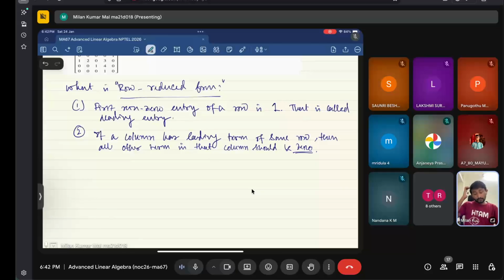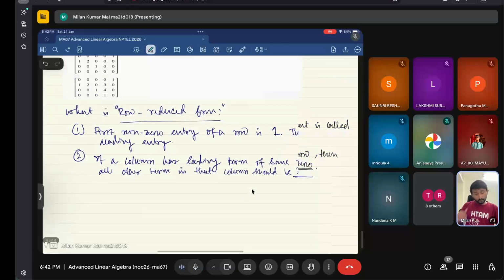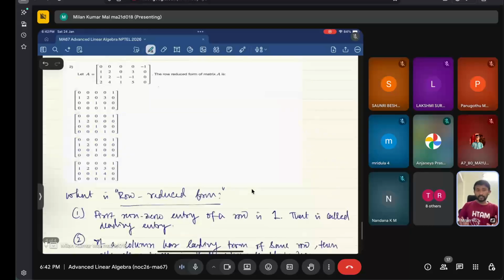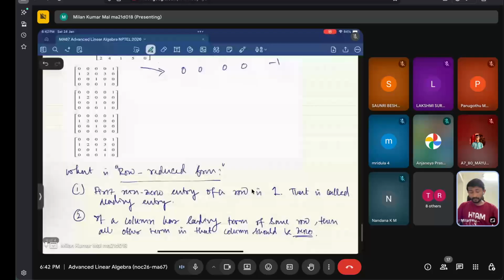So suppose, for example, you want to do the row reduction process on this one. The first non-zero entry of the first row is -1, but I want to get 1. So what will I do? I will go from this matrix to this. Let me write that matrix again, because there will not be enough place.